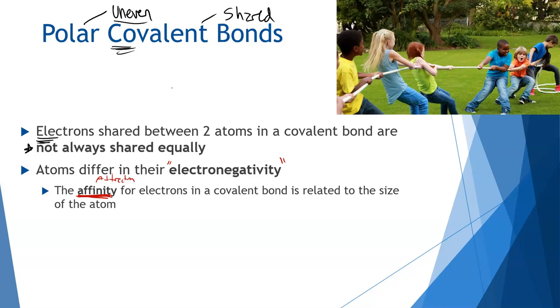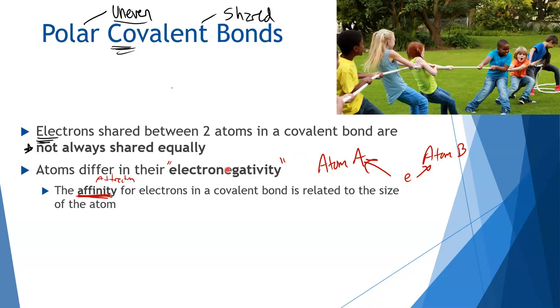It's the affinity for electrons in a covalent bond related to the size of an atom. So does atom A have a higher attraction or pull of electrons, or does atom B have a higher pull or affinity for electrons? That's why we have this picture of the tug of war, right? Imagine this is atom A, this is atom B. Which one is going to pull electrons to its side? Which one is going to unfairly hog or take electrons?